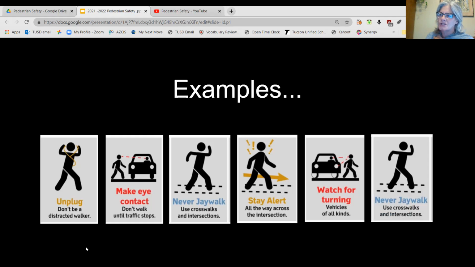Again, never jaywalk. You got to stay in the crosswalk or intersection. You can't cross right in the middle of the road like that. No, you got to stay in the crosswalk. Actually, it's against the law and you can get a big fine for that. So it's breaking one of the rules of the road.